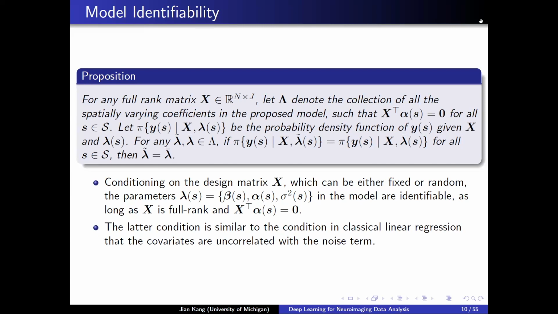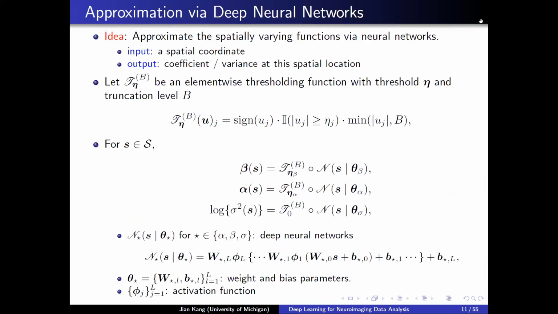So given that assumption that you can actually recover the alpha of S deterministic, otherwise if there's an information overlap, you basically cannot identify alpha. And with this assumption, we can try using neural networks to estimate all those parameters of interest.